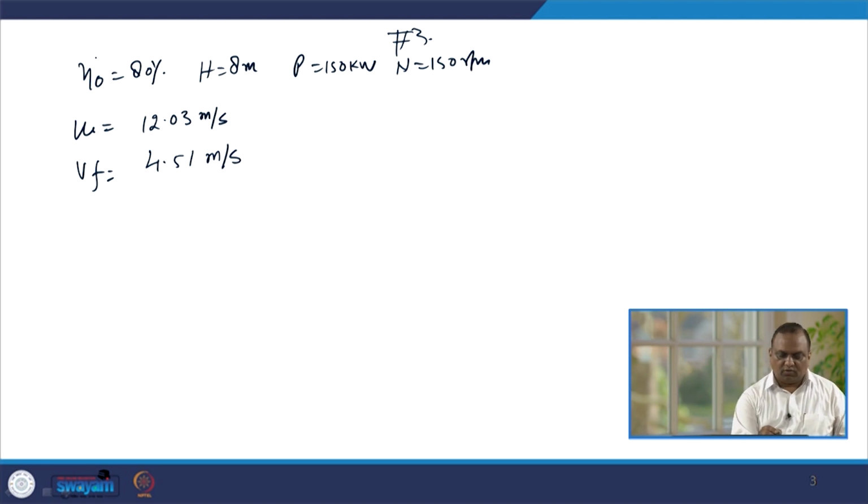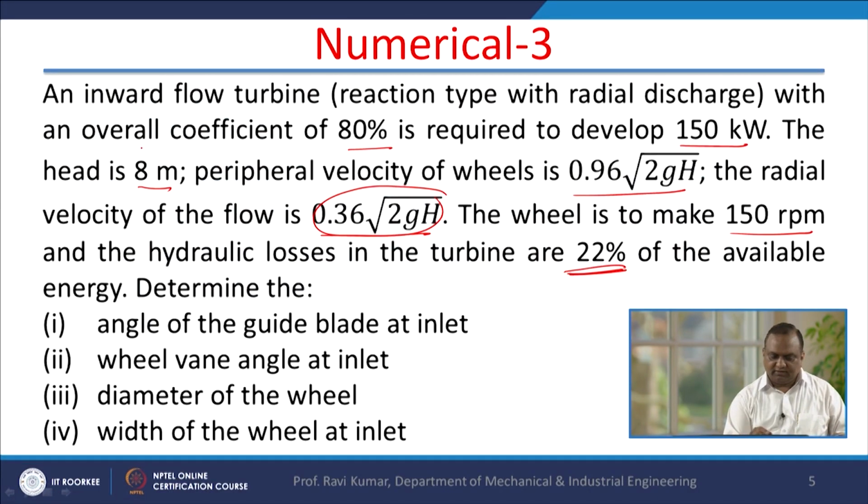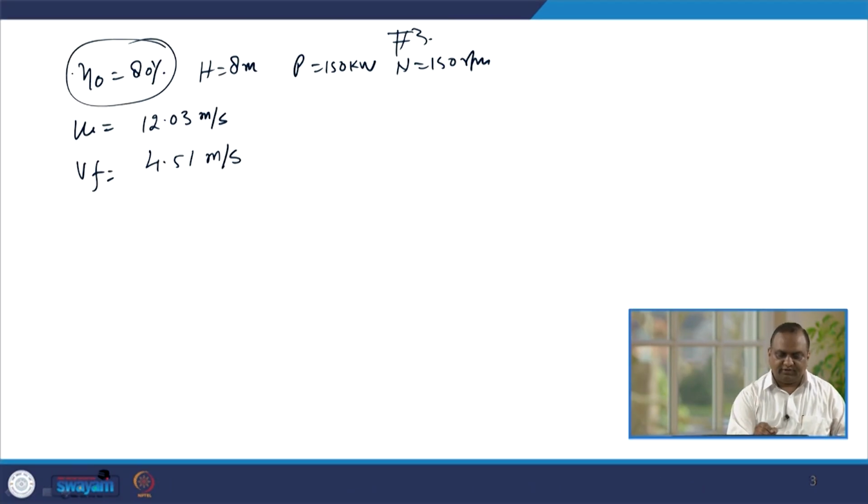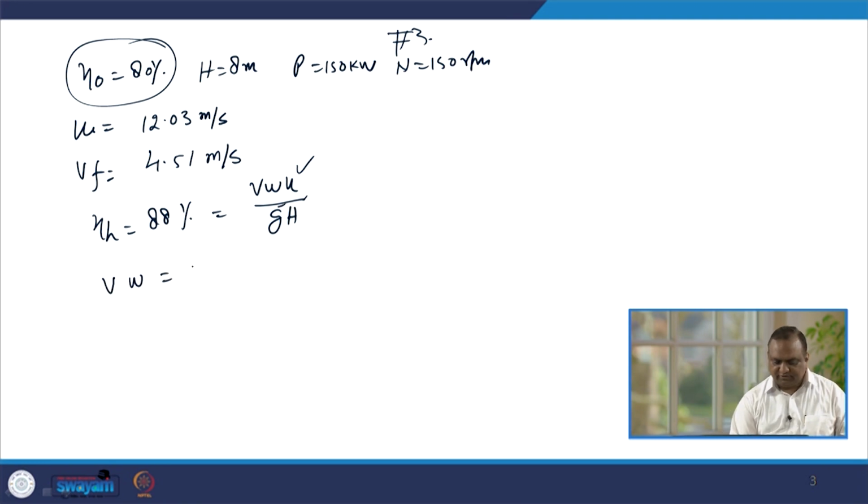Now, this overall coefficient which is given here indicates the overall efficiency. Now hydraulic losses are 22%, so hydraulic efficiency is 88%, and this is equal to Vw u by gH. Now if you put the value of u, g and H, from here we will get the value of Vw as 5.09 meters per second.